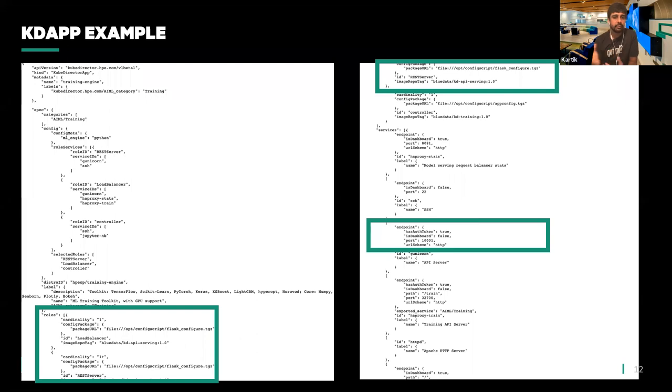All that definition happens in the KubeDirector application JSON. This can be a YAML as well. In KubeDirector world, they are used interchangeably. So if we focus on the first green block, we are defining our role. What does cardinality mean? Just one pod for that particular role.